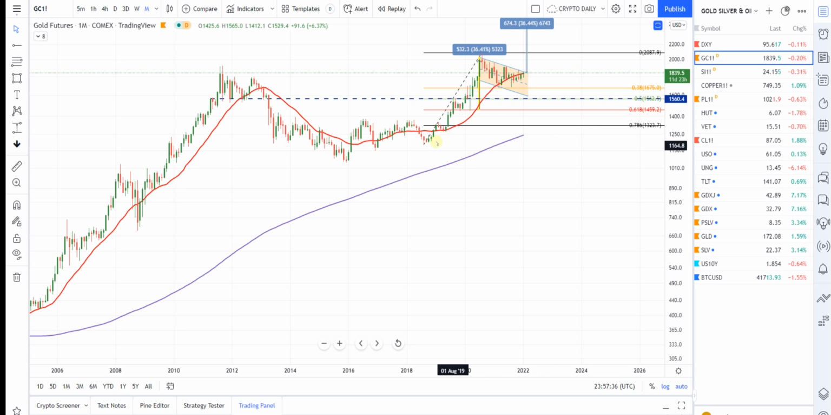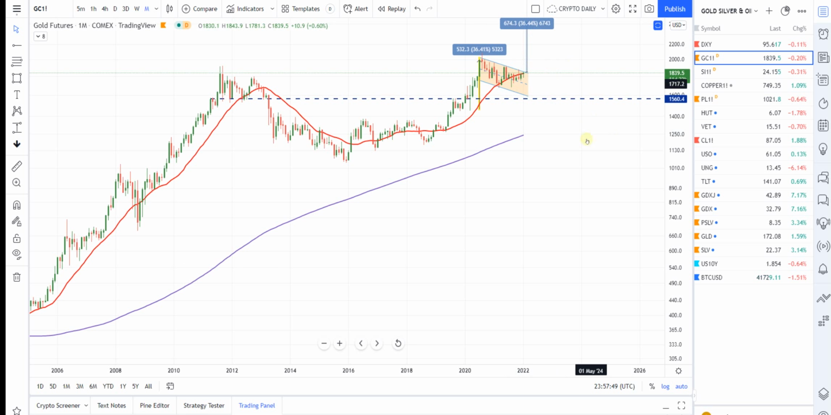Now, let me clean some of this up for you. Right now we're potentially in this bull flag, but it doesn't count until we break up and out of it. And the breakout measured move takes us to 2,500. Okay, so there's your gold.